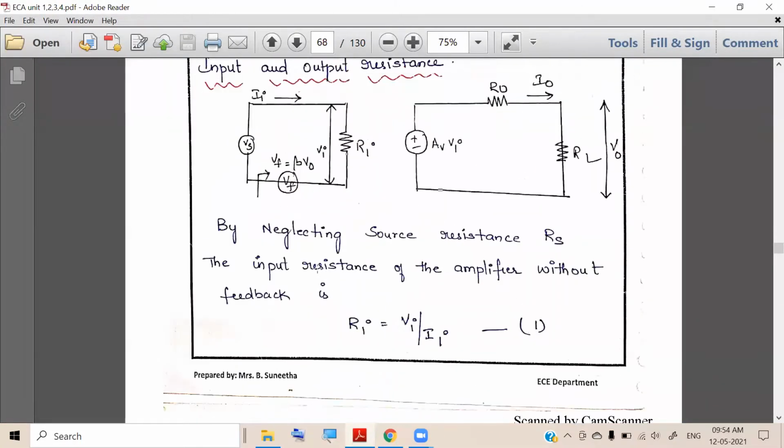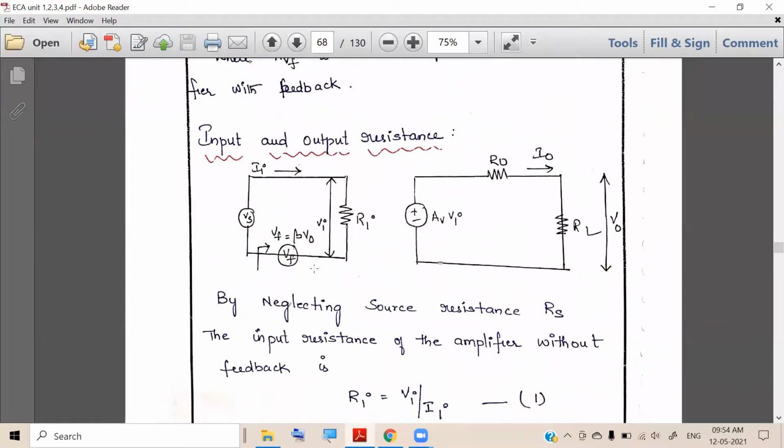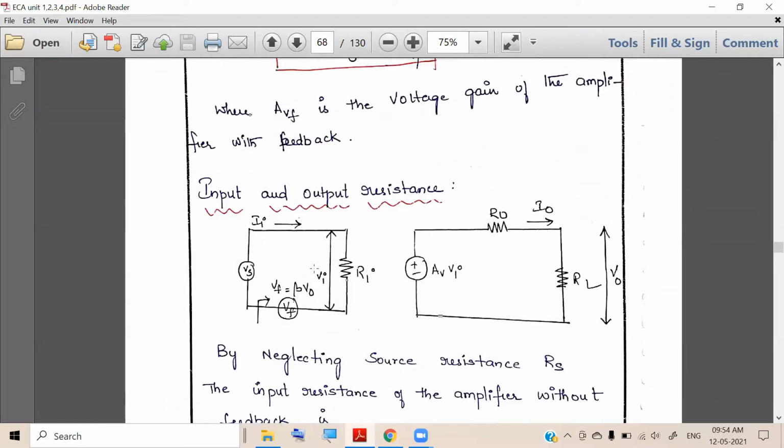If nothing is asked, and they simply say find out the input resistance, output resistance, and voltage gain of a feedback amplifier, nothing is mentioned, then by default you can do it for the voltage series feedback amplifier. Generally they don't mention the type.